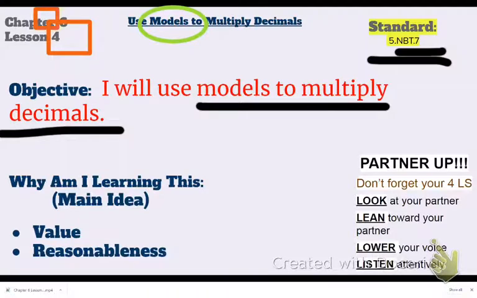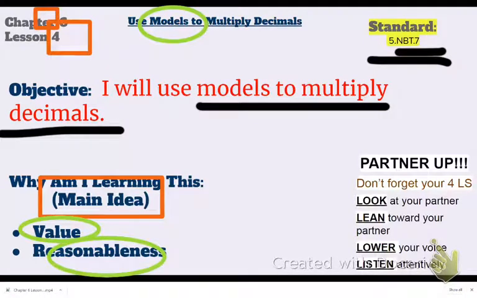Why, Mrs. Wilhite? Why are we learning this today? Well, I think models really help you understand the value of a number. Being able to see a visual, an image, or a diagram can sometimes help you see what the value of that number is. It'll also help you see if your answer is reasonable. Does it make sense? So hopefully you'll be able to multiply with decimals today using models.